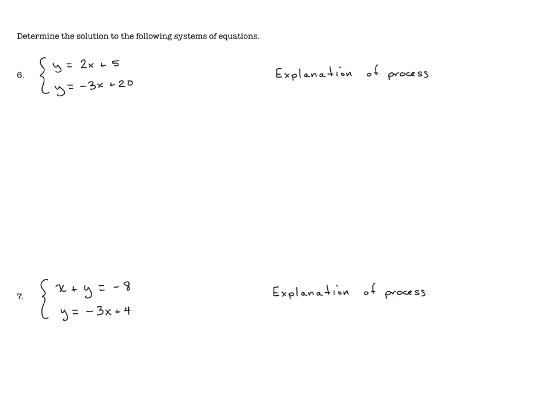Moving forward. Determine the solution of the following systems of equations. So again, this is just a different looking format. You have y equals 2x plus 5, and you have y equals negative 3x plus 20. Oh my goodness, I have two equality statements. Which one do I use? And the answer is whichever one you want. You pick, but you only get to use one of them as an equality statement. The other one will become the place where I do the swapping.